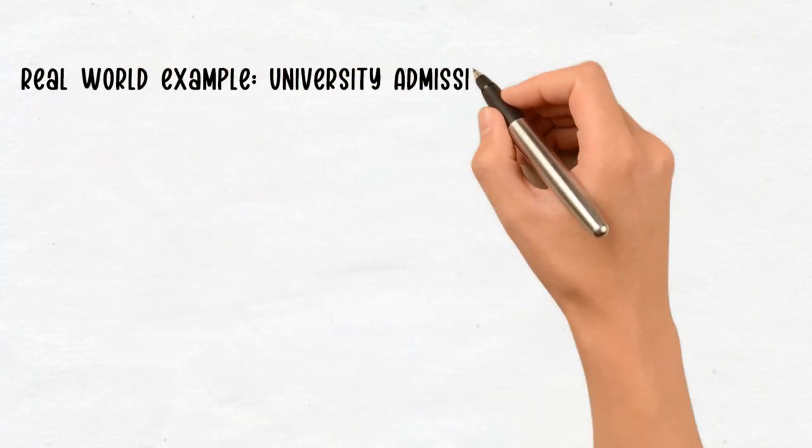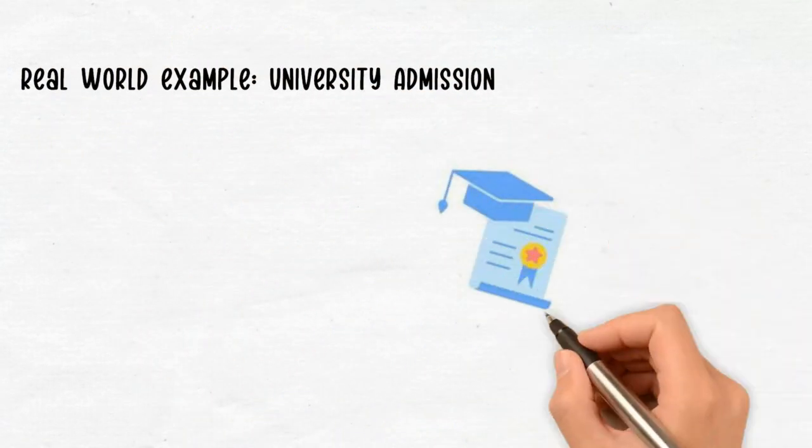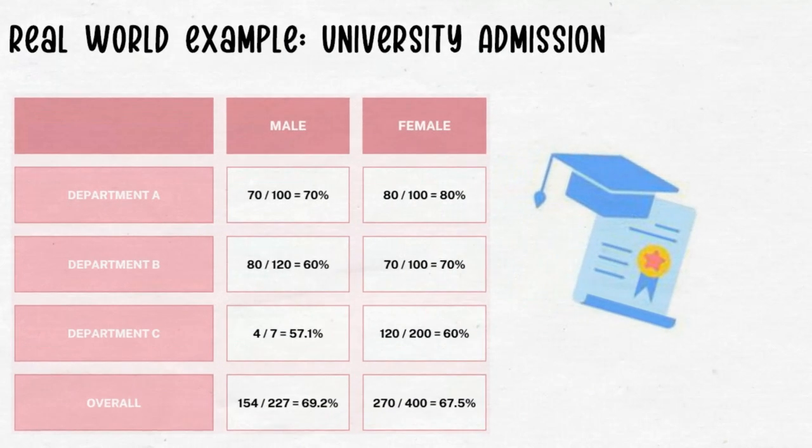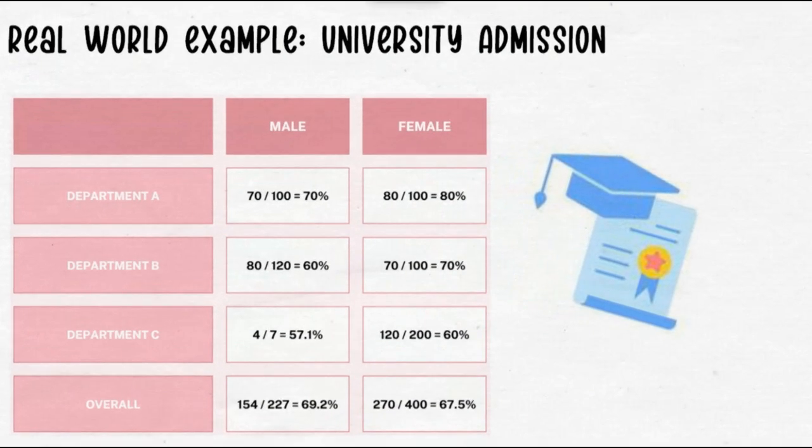Let's look into this real-world example about university admission. At first glance, it seems like female applicants have a higher acceptance rate in every department. Department A admits 80% of female applicants compared to 70% of male applicants. In Department B, females are accepted at a rate of 70%, while males are only accepted 60% of the time. And even in Department C, the female success rate of 60% is slightly higher than the male success rate of 57.1%.